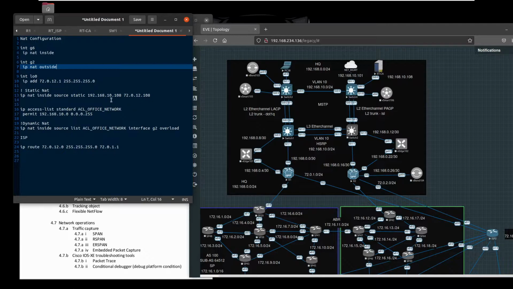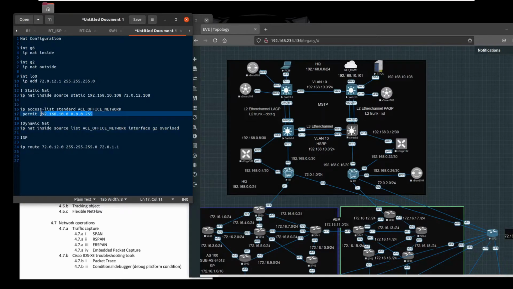For this test, I have my root CA, and its local IP address is 192.168.10.108, and it's going to be translated to 72.0.1.2.108. And this network is going to be shared across these two routers, R1 and R2. As for the rest of my network, 192.168.10 is going to be translated to my router outbound interface, and this is what I have here.